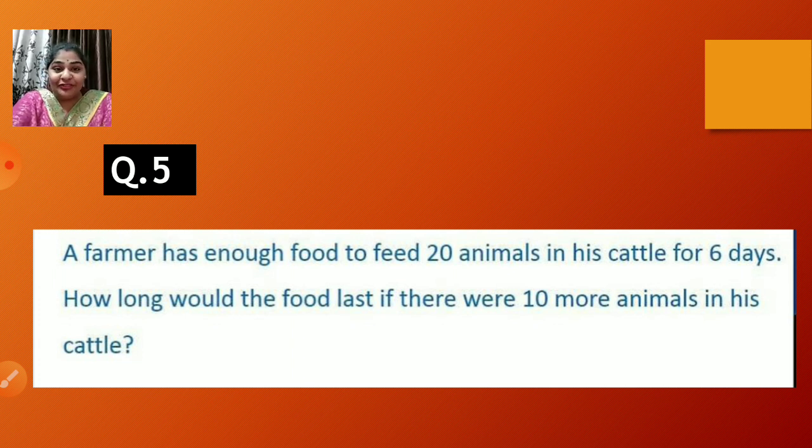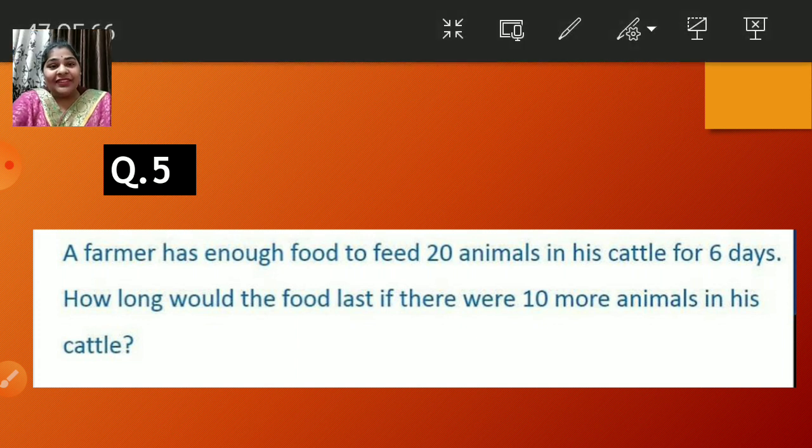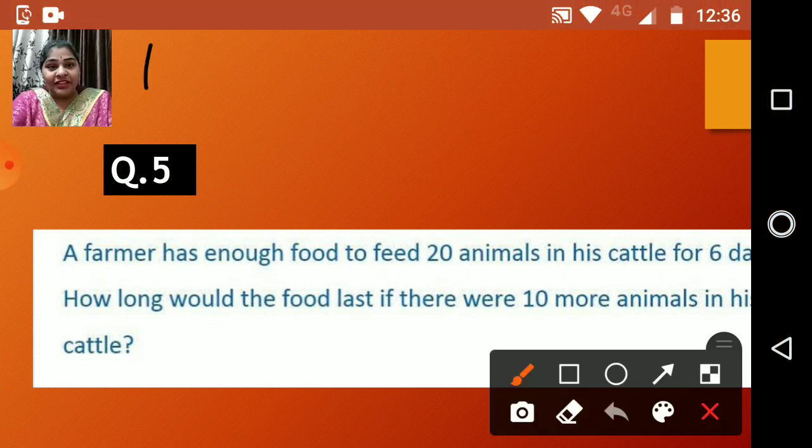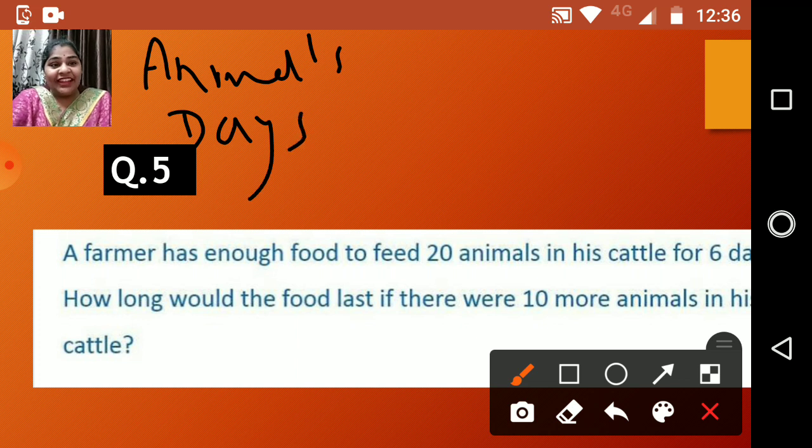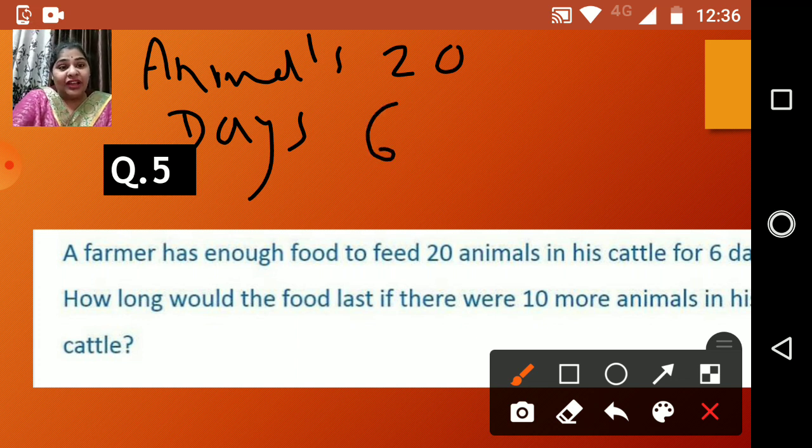Question number 5. A farmer has enough food to feed 20 animals in his cattle for 6 days. Now, number of animals and days are given, right? So, 20 animals the farmer can feed for 6 days. How long would the food last if there were 10 more animals?